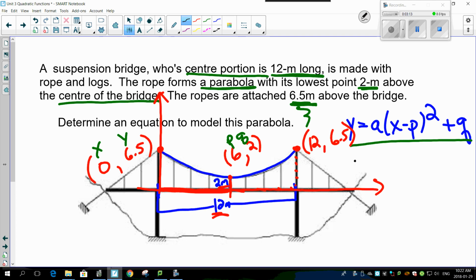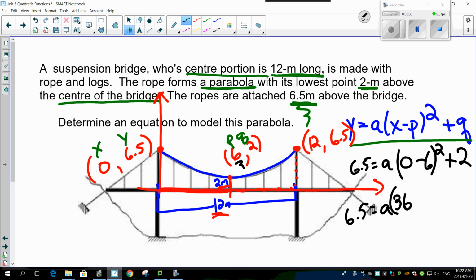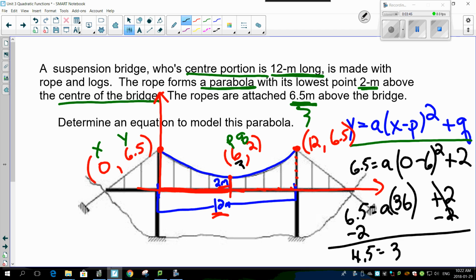So my Y value is 6.5. Your A you don't know. My X value is 0. How nice and convenient. Minus my P value, which is 6, squared, plus Q, which is 2. All right, let's start solving this. This is 6.5 equals A times (0 minus 6), which is minus 6, squared is 36. So it's 36A plus 2. Okay, subtract 2 from both sides. This gives us 4.5 equals 36A.